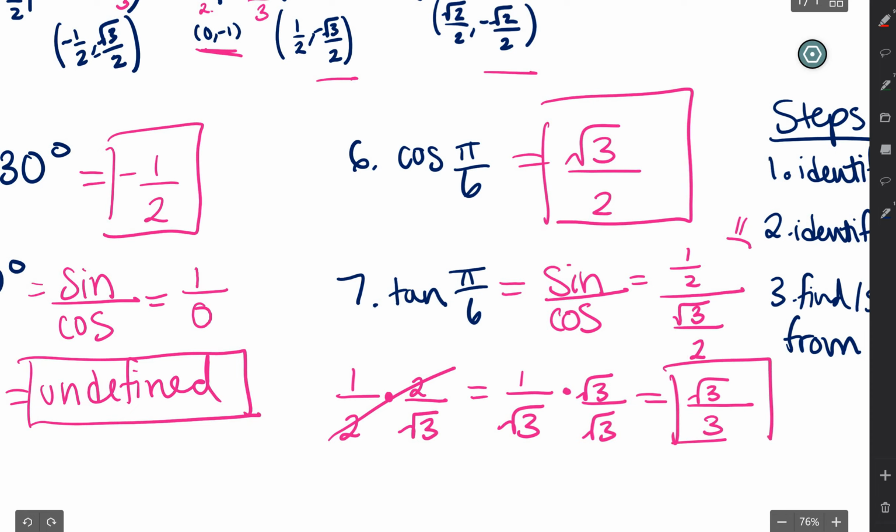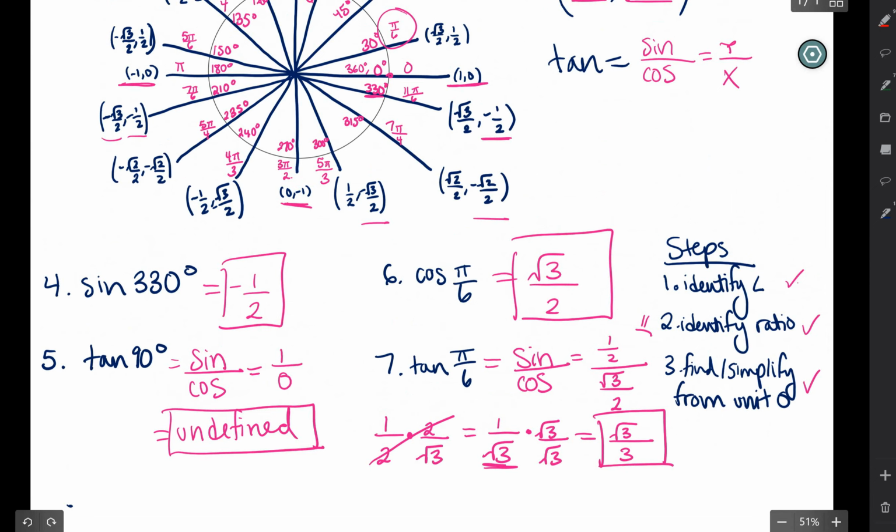So remember how to deal with mega fractions. You flip the denominator and multiply it. And to rationalize, to get rid of the radical in the bottom, you're going to multiply it by itself over itself. In other words, another version of 1. Cool. And that's that on that.